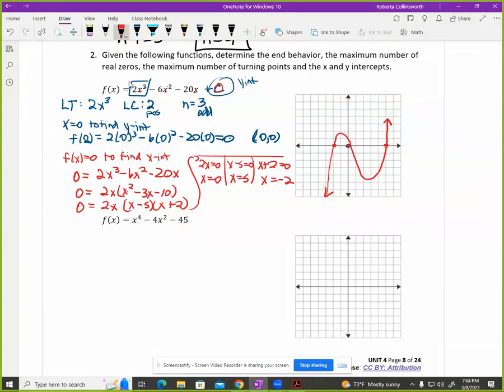Let's see if we answered all of our questions. The maximum number of real zeros is my highest exponent value, which is n. The maximum number of turning points is going to be n minus 1, which is 2. And there they are. And I found the x and y intercepts. So now we're going to do the same thing with this last example.